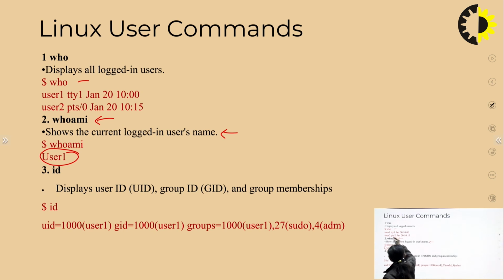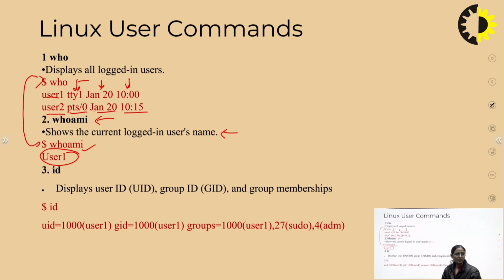If you see the difference between these two commands, here you are getting your own information, and by default it will show your username only. But the who command also provides additional information: user1 has logged in on this terminal at what date and at what time. Similarly, user2, this is the terminal name for user2, this is the date and this is the time at which this particular user has logged into the system.